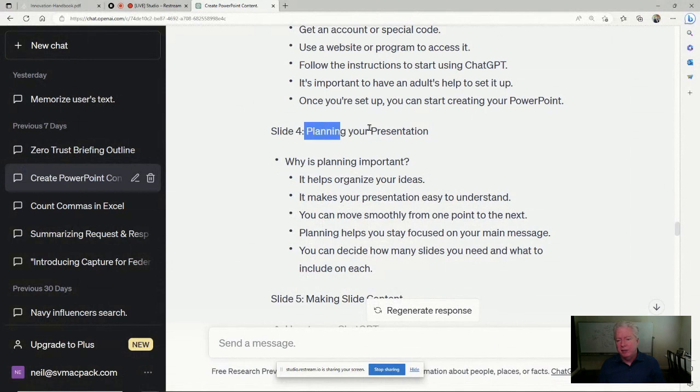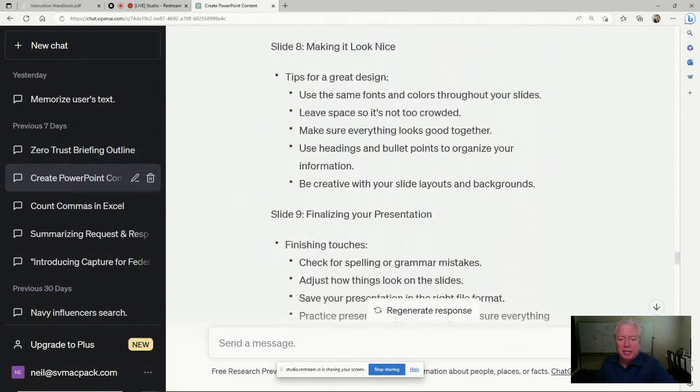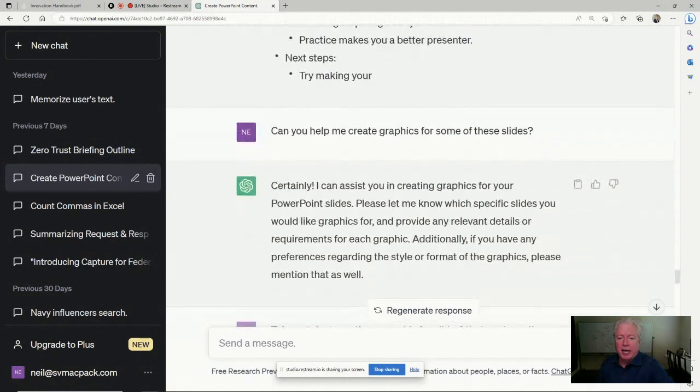Even though it says planning your presentation slide 4, I liked this for the title of my slide. And then I had these bullets here. Let me go by really quick. I want to get to the next prompt because hopefully this makes sense, right? So I just guided it there.